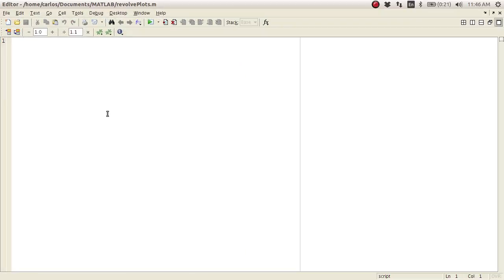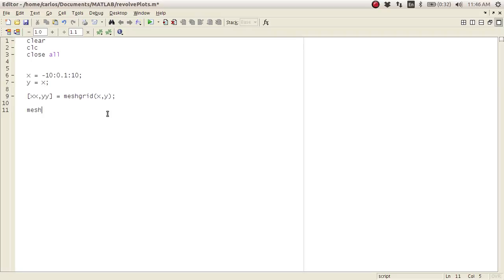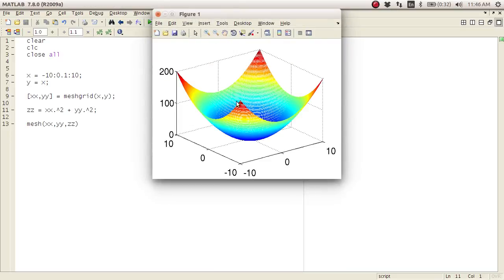Basically, if you want to make a mesh grid, you go x equals minus 10 to 10, y equals x, then X, Y is meshgrid(x, y), and then mesh(X, Y, Z), where Z is X.^2 plus Y.^2. And so you plot this and you say, well, I don't like that it's clipped like that. That's really annoying. What do I do?